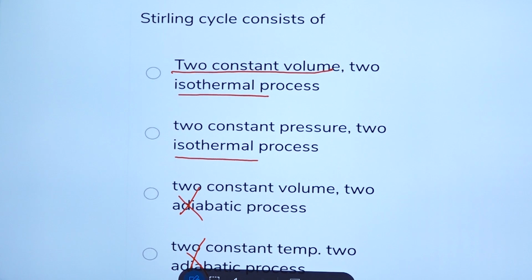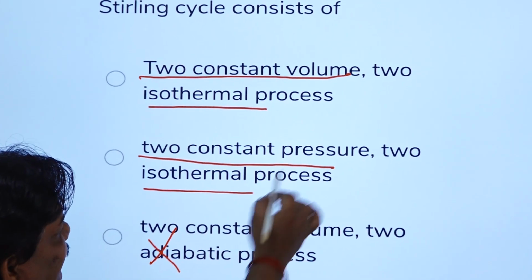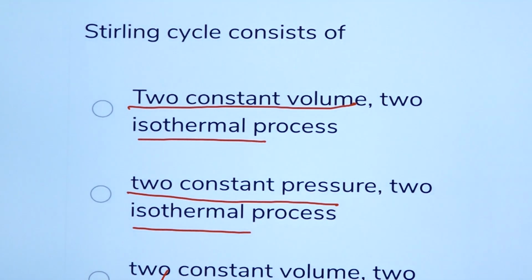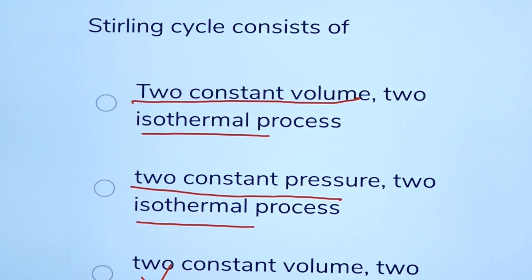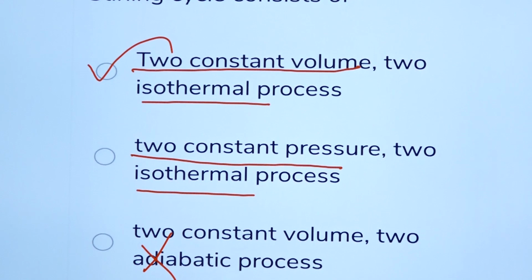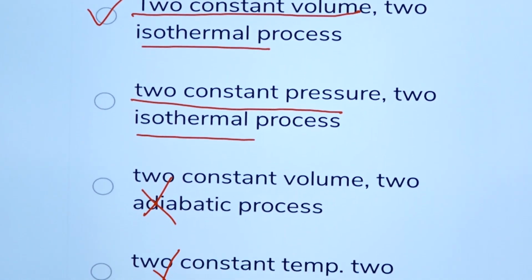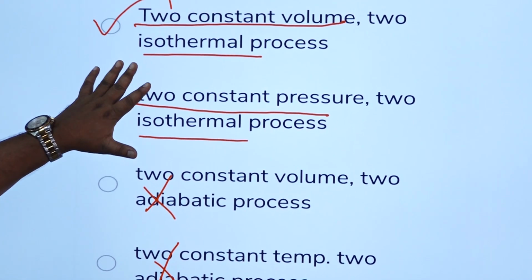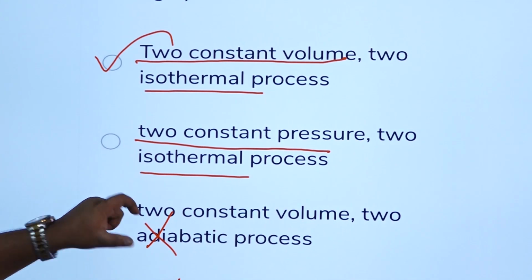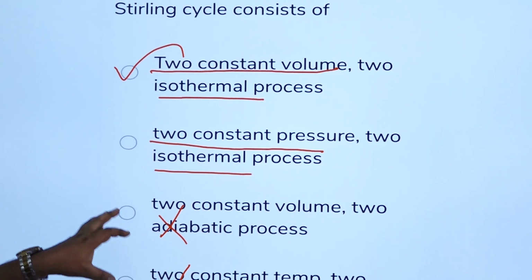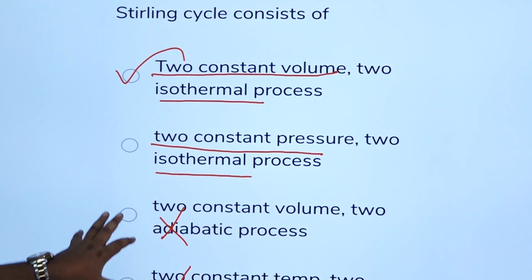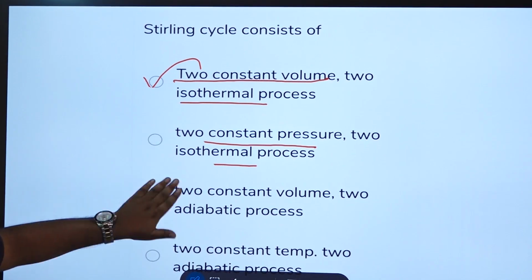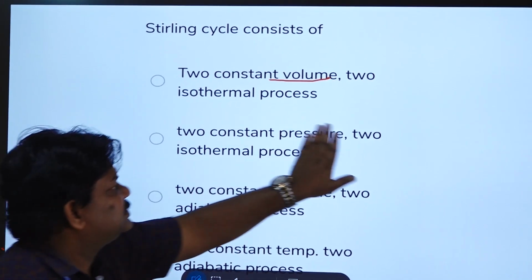So the Stirling cycle consists of 2 constant volume processes and 2 isothermal processes. When you go to the second condition, it is the Ericsson cycle: 2 constant pressure processes and 2 isothermal processes. So the answer is A, that is 2 constant volume and 2 isothermal processes. You should know each and every statement. You should try to eliminate the wrong answers. Okay, that is very important in these kinds of objective questions.